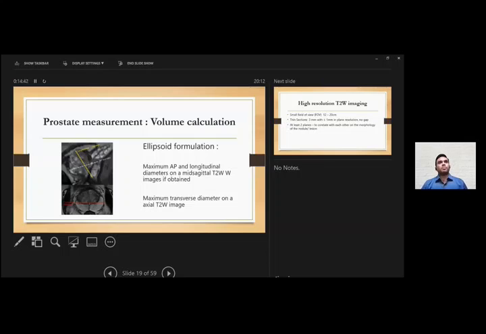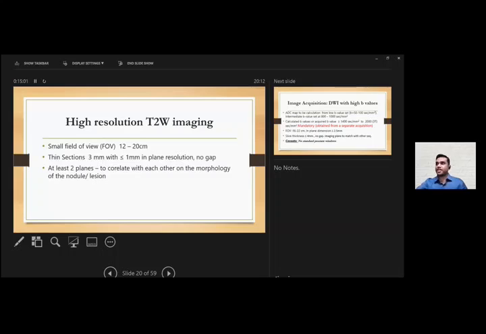Also, the measurement of prostate volume has changed according to their recommendation, where the maximum transverse diameter is taken on an axial section, and the longitudinal and AP diameters are taken in the sagittal sections, rather than the axial as we usually do.